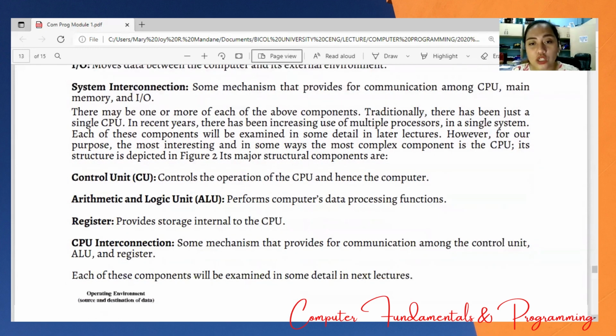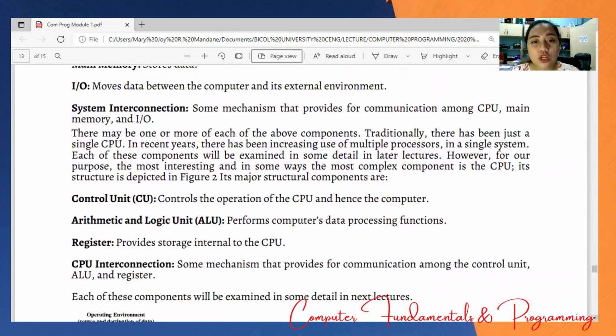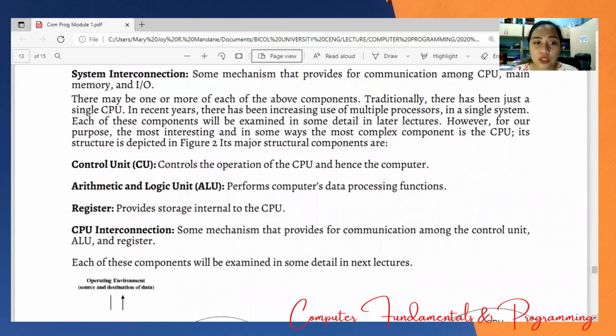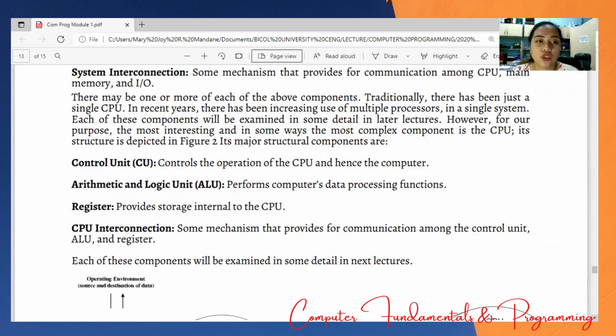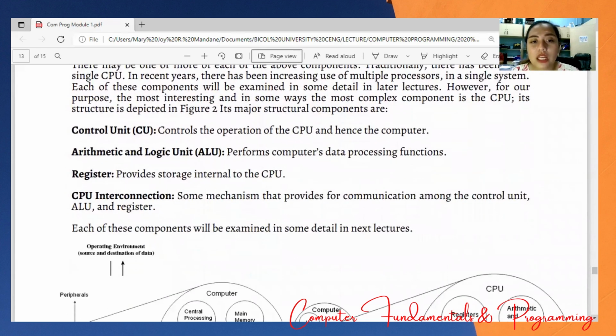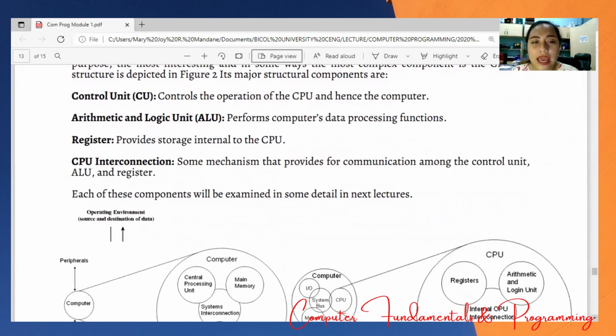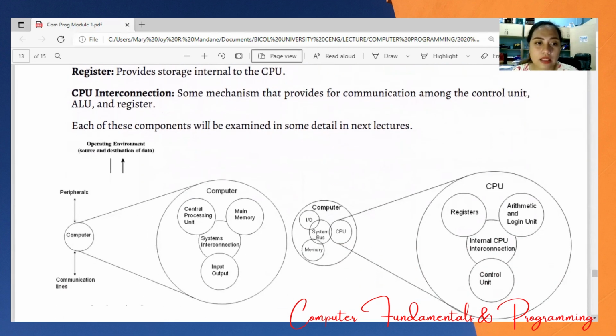These are the major structural components of the CPU. The first is the control unit, which controls the operations of the CPU and hence the computer. And we also have the arithmetic and logic unit, the ALU, which performs the computer's data processing functions. Registers provide storage internal to the CPU, and CPU interconnection is some mechanism that provides for communication among the control unit, ALU, and the registers. Each of these components will be examined in some detail in the next lectures.